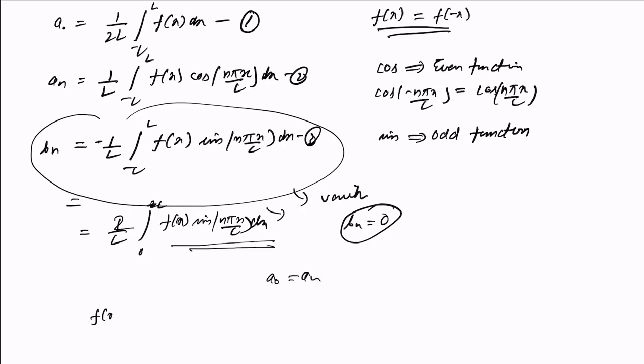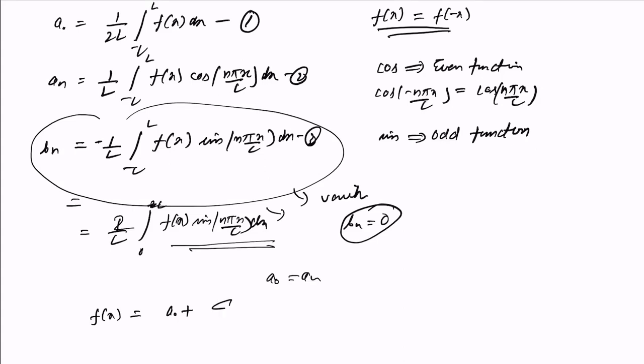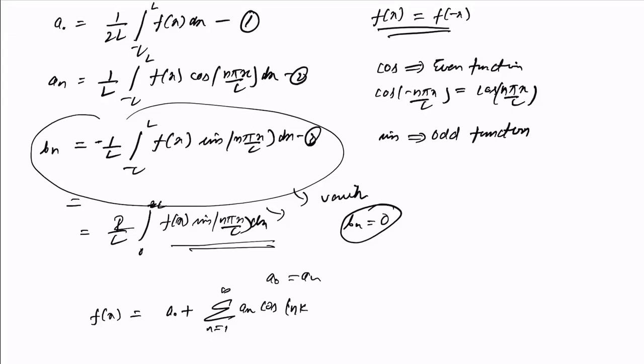Therefore the Fourier series expansion will be in the form of a0 plus summation n equals 1 to infinity a_n cos(nkx). B1 is the right option because in B1 we have both a0 and a_n coefficients. Okay, so yes, option B is the right option for this question.